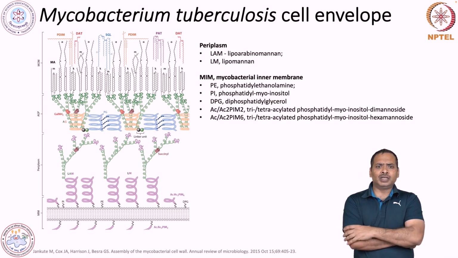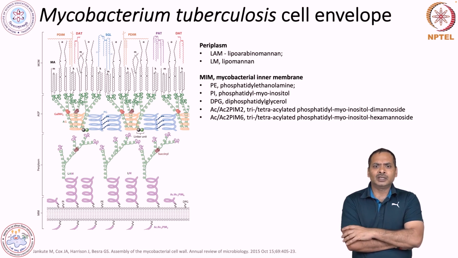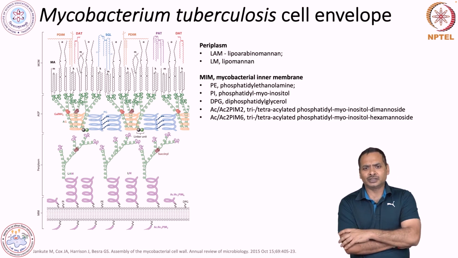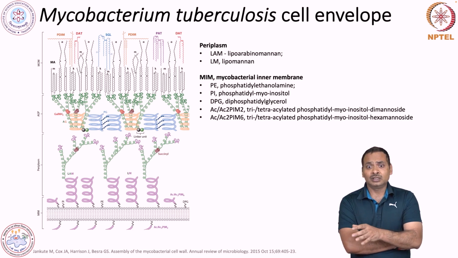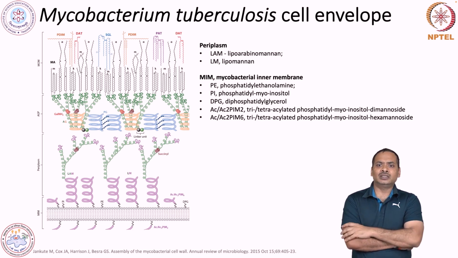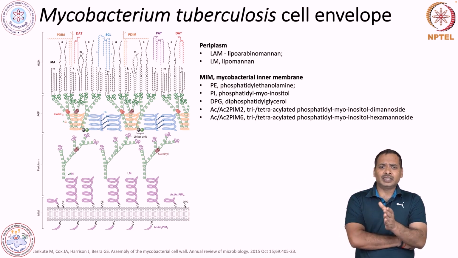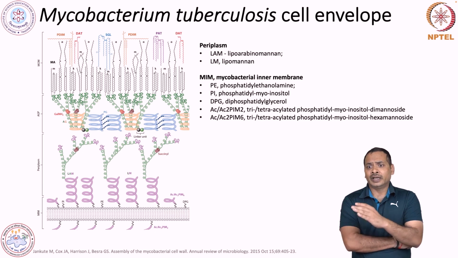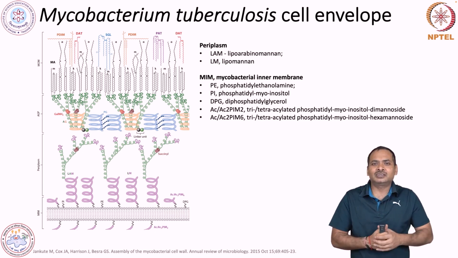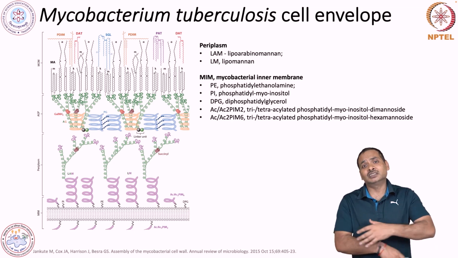And below the periplasm, there is the MIM, the mycobacterial inner membrane, and this consists of phosphatidylethanolamine, phosphatidylinositol, and DPG, which is diphosphatidylglycerol, and there are tri or tetraacyl phosphatidylinositol dimannosides. There are also tri and tetraacyl phosphatidylinositol hexamannosides. So you can understand this is a quite complex molecule made from sugar as well as lipid.